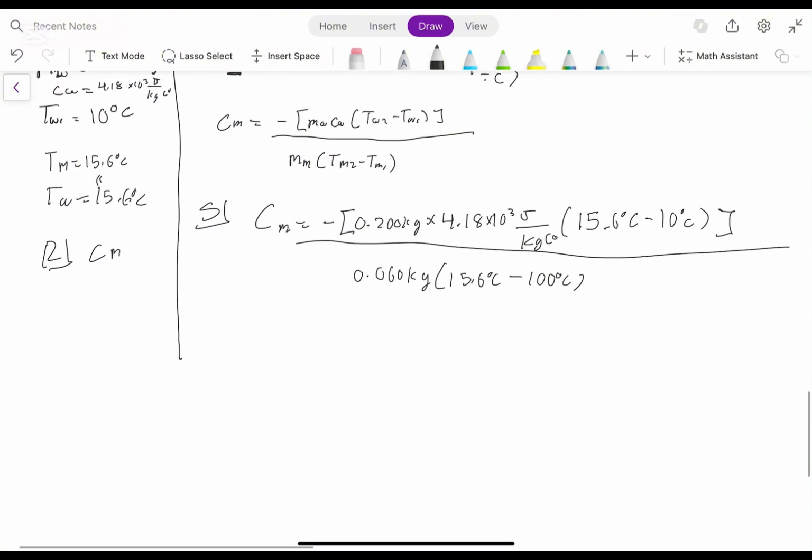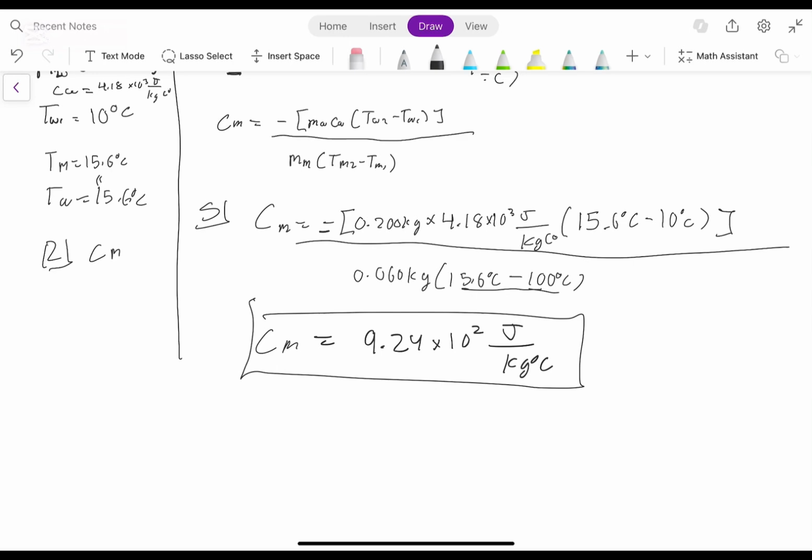And now we can go ahead and really just put in our numbers. We can just go ahead and put it into our calculator if we'd like. And you'll notice this will actually end up being a negative right down here, but because we have a negative up top, they'll cancel out, and you will be left with 9.24 times 10 to the 2 joules per kilogram degrees Celsius, and that is our final answer.